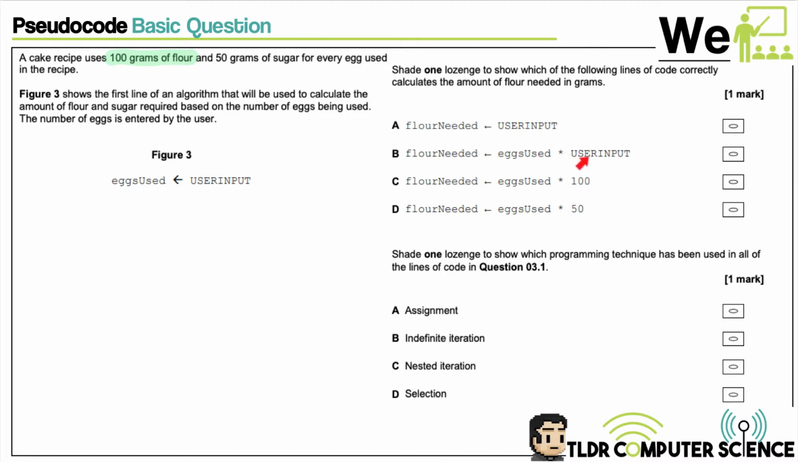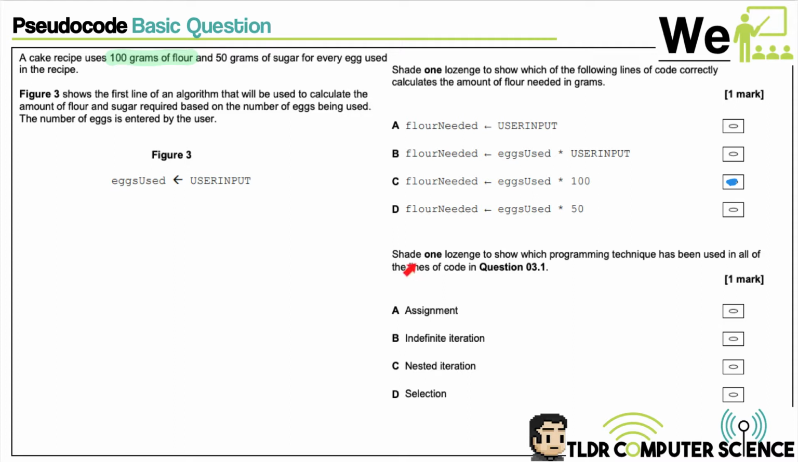If we times it by user input, it's what the person's typed in. But eggs used has already been taken as user input. So if you had eggs used times by 100, it will give the amount of flour. So that seems right. The times by 50, well, that will give the amount for sugar. But we want to know the amount for flour. So it's this one here.